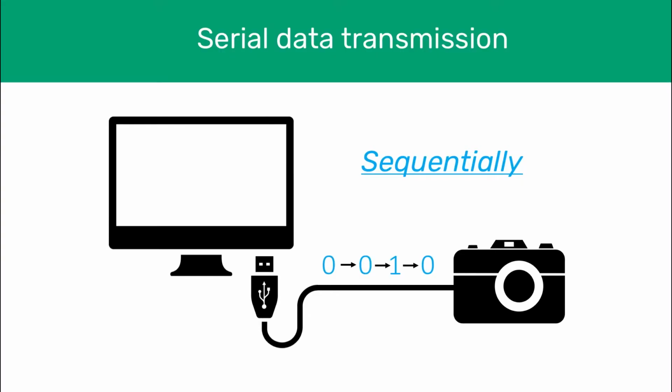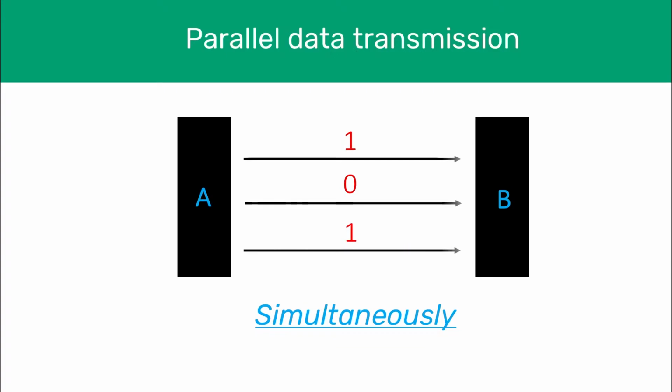Data can either be sent in serial or in parallel. Let's look at serial transmission first. This is sending data sequentially, just one bit at a time across one wire. USB transfers would be an example of serial transmission. USB stands for Universal Serial Bus. This contrasts with parallel data transmission, which is when multiple bits are sent simultaneously across multiple wires. A real-life analogy would be a single-lane road representing serial transmission, and a motorway with multiple lanes representing parallel transmission.